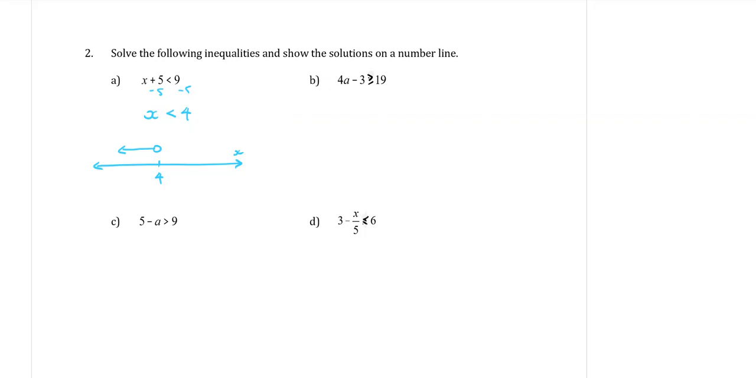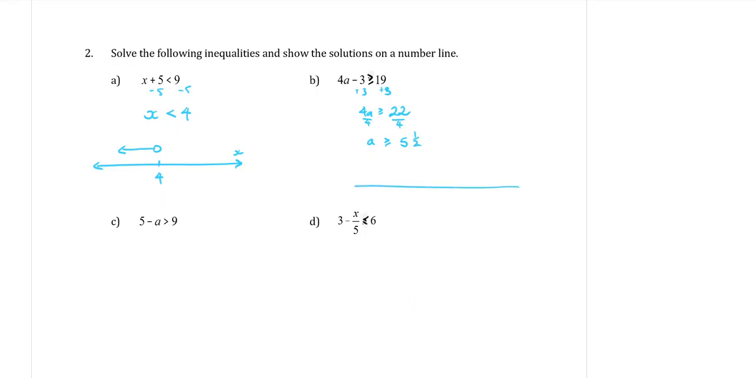Moving on to B. Solving it first, we're going to add the 3, so we get 4a is greater than 22. Then we are going to divide by 4. So a is greater than or equal to 22 divided by 4, which is 5.5.